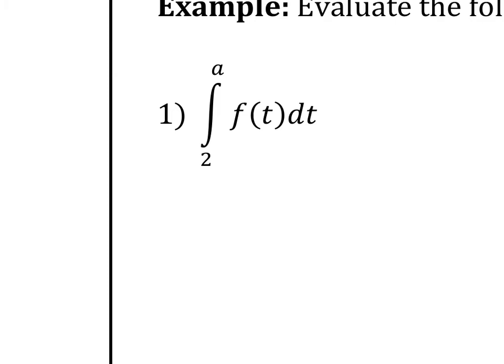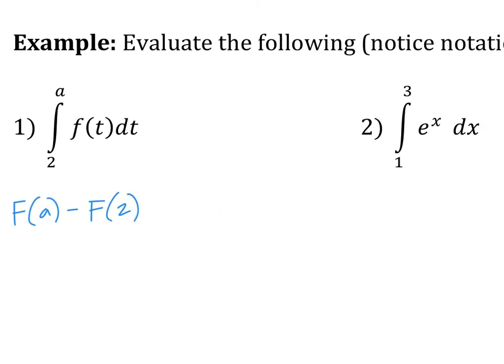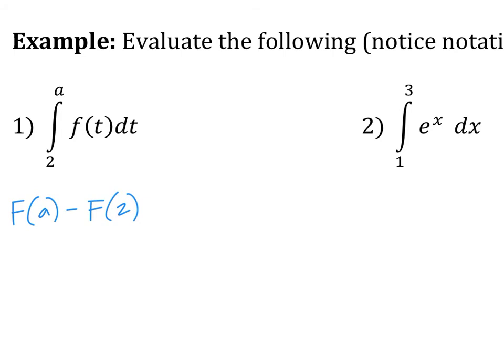Yeah, that's FTC part 1 says big F of A. Yes, that's it. There's nothing you can do. You don't know what A is, so we just leave it like that. Yes, correct. That's it. Number 2, e to the x.